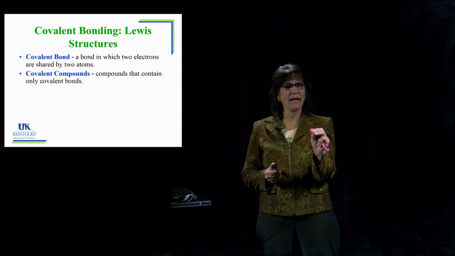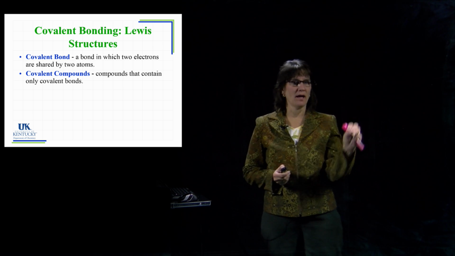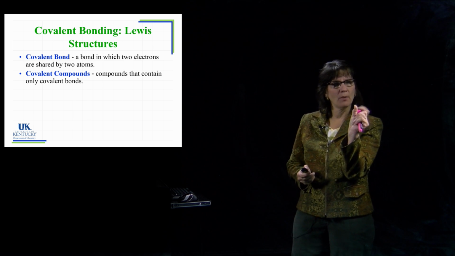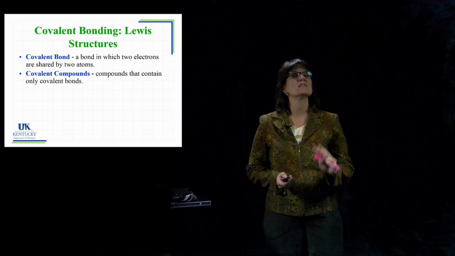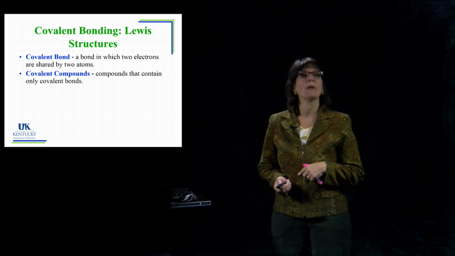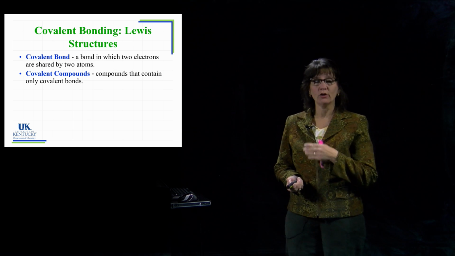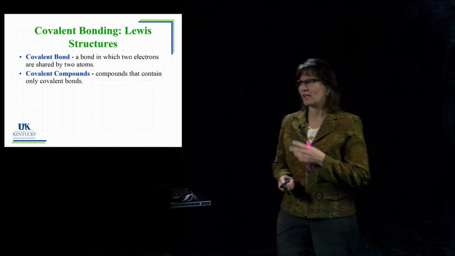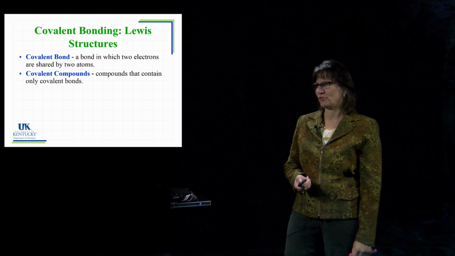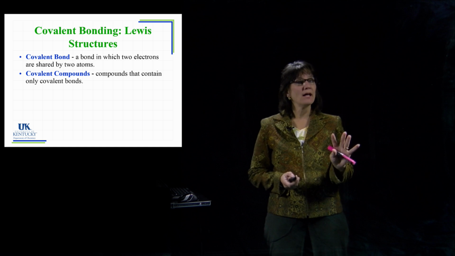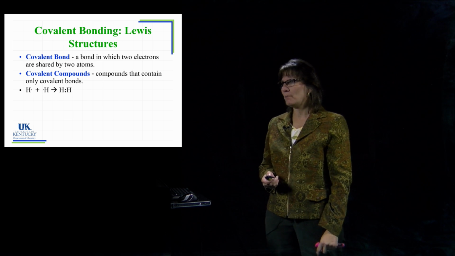Now, once you have a compound that has nothing but these covalent bonds in them, then that compound is called a covalent compound. Some of our covalent compounds are molecular compounds, so we used that term earlier to represent our covalent compounds. It's kind of interchangeable, but not exactly, and we'll see the subtle difference as we proceed. But if you have nothing but covalent bonds, you've got a covalent compound.